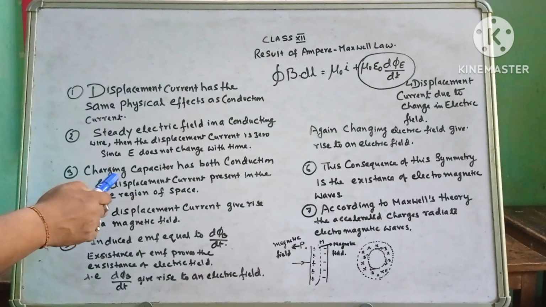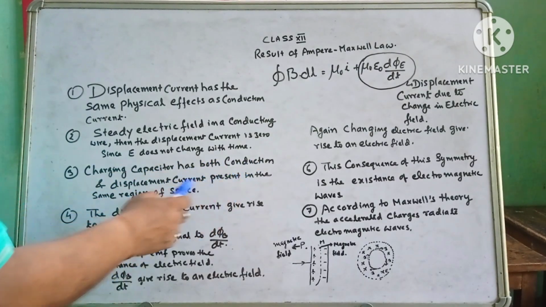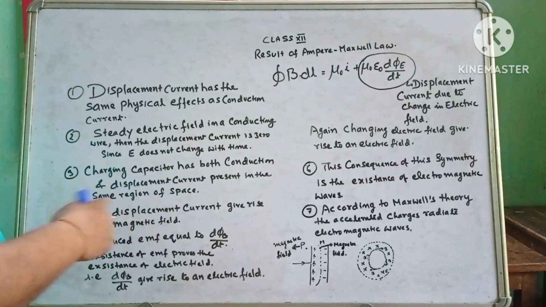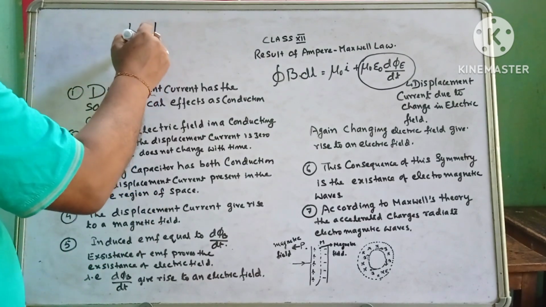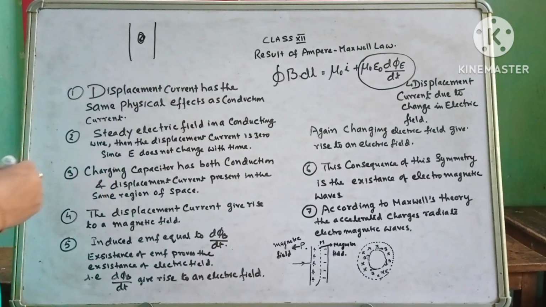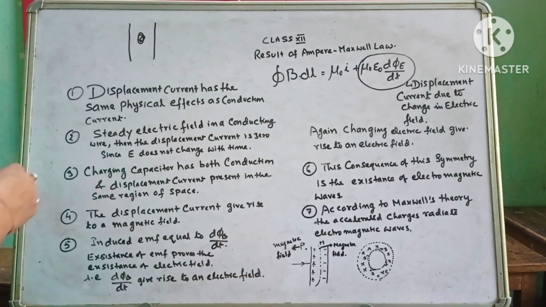The third point: a charging capacitor has both conduction and displacement current present in the same region of space. Same region of space means this region between the two parallel plates. So this is very important.